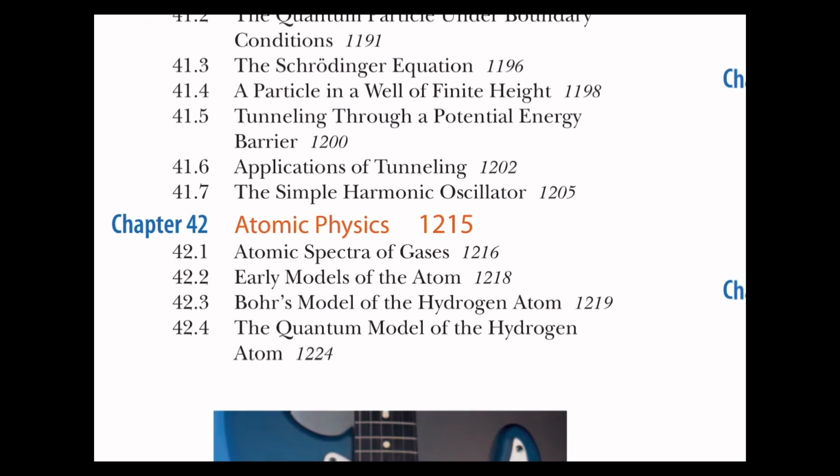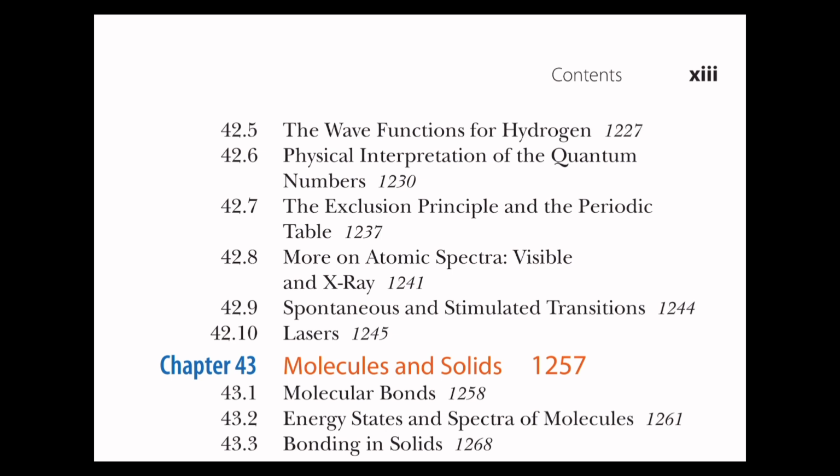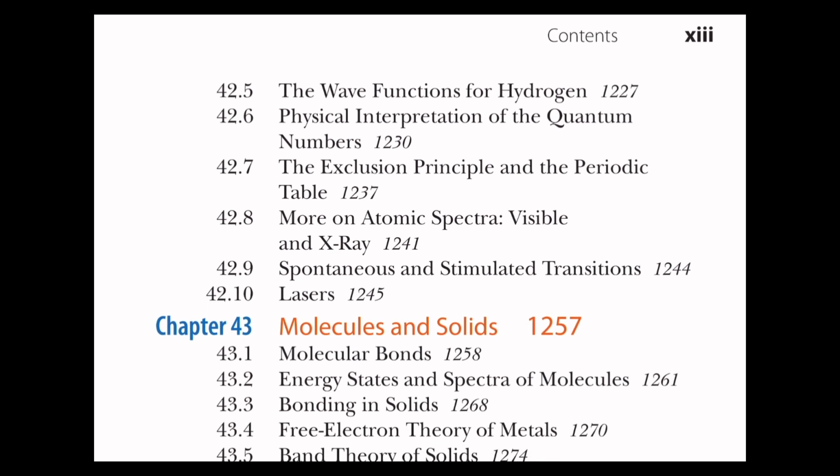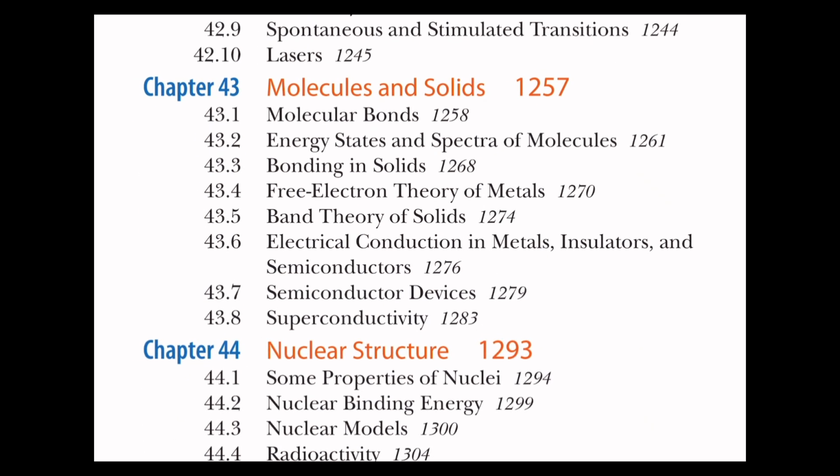Atomic physics, atomic spectra of gases, early models of the atom, Bohr's model of the hydrogen atom, the quantum model of the hydrogen atom, the wave functions for hydrogen, physical interpretations of quantum numbers, the exclusion principle, and the periodic table. More on atomic spectra, visible and X-ray, spontaneous and stimulated transitions, lasers, molecules and solids, molecular bonds, energy states and spectra of molecules, bonding in solids, free electron theory of metals, band theory of solids, electrical conduction in metals, insulators, and semiconductors, semiconductor devices, superconductivity.